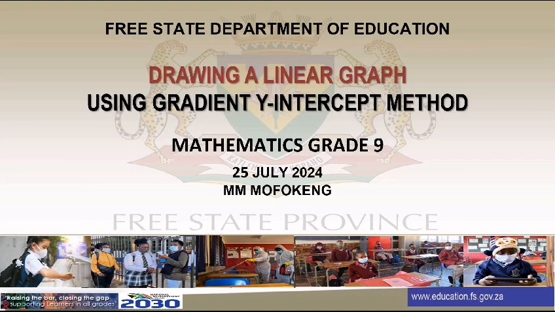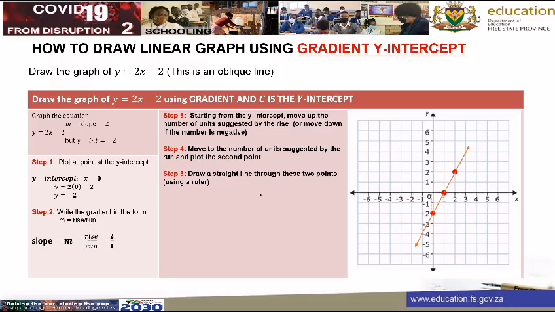Today we are going to draw the linear graph using the gradient y-intercept method. It is our last method for drawing the graph of a linear graph. I hope you have enjoyed the first two methods, as this one is our last method. Say you are given this graph, y equals mx plus c, which is y is equal to 2x minus 2.